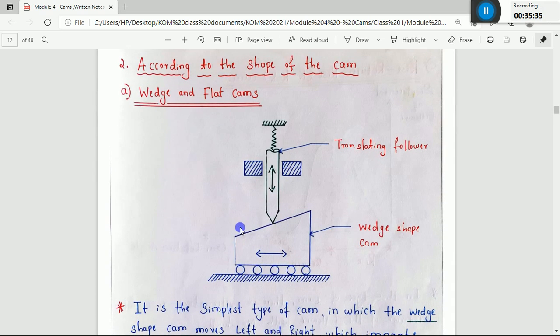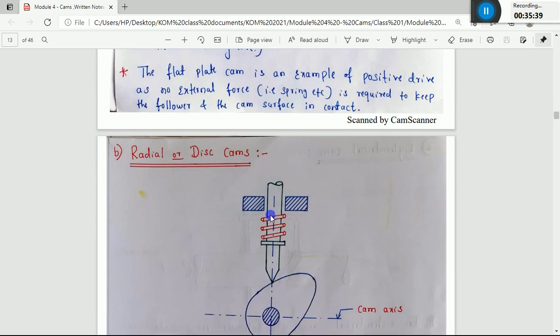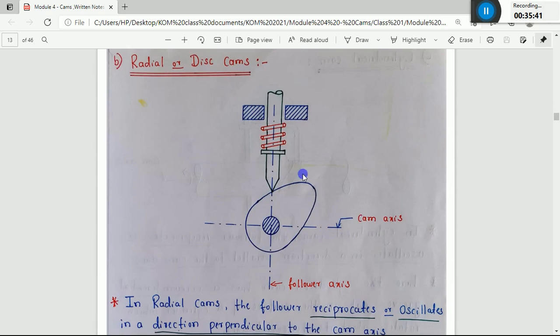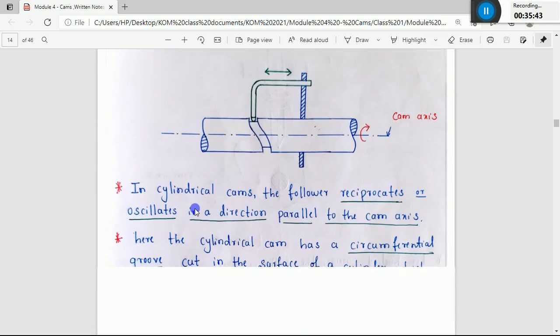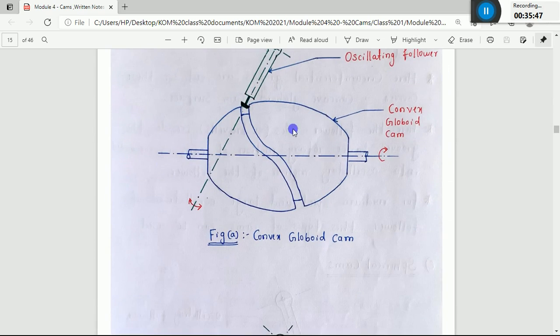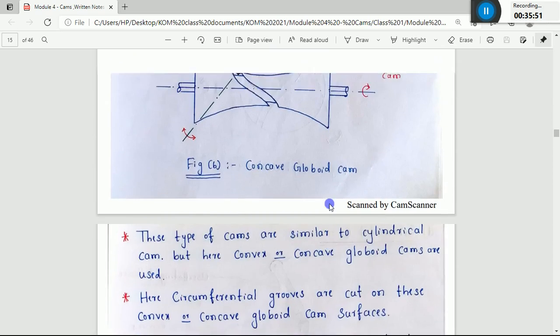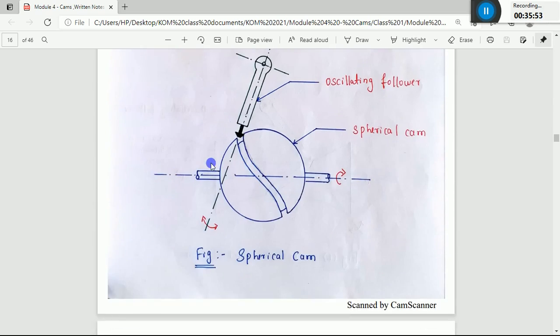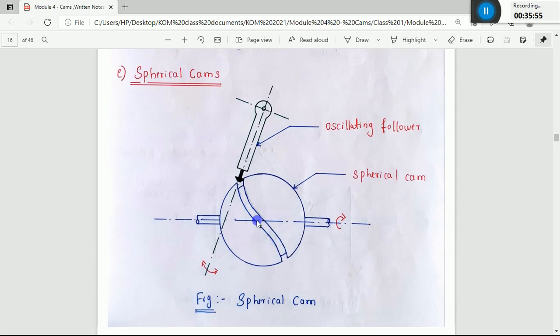The first one is a flat cam or the wedge cam. Second one is a radial type. Third one is a cylindrical type. Fourth one is a globoidal, it may be in the form of a convex shape or it may be a concave shape. The last one is spherical cam.